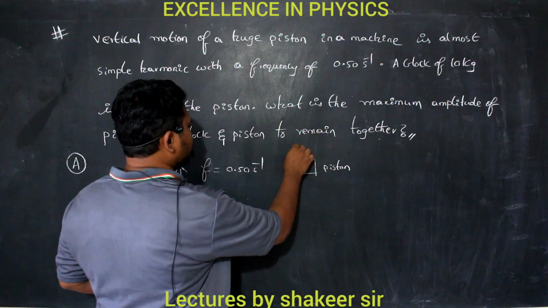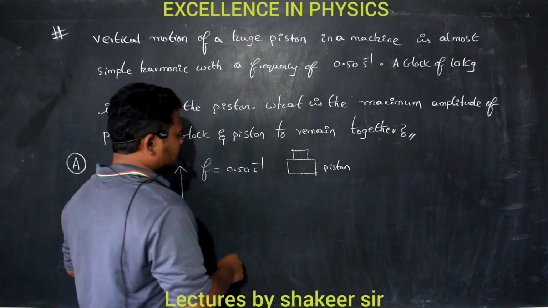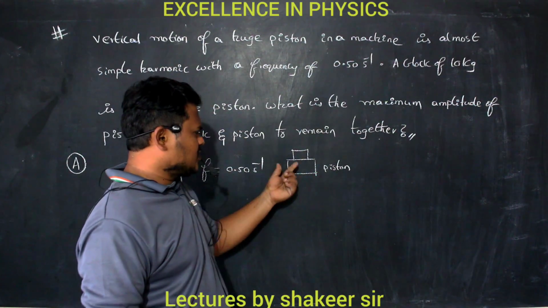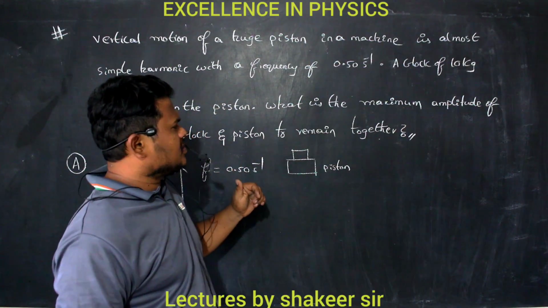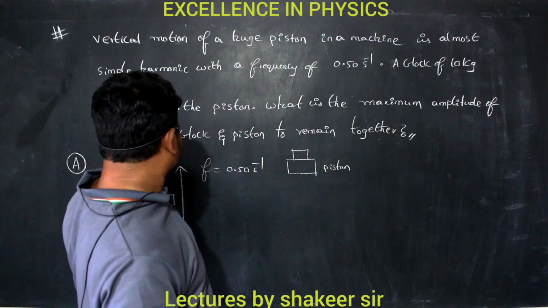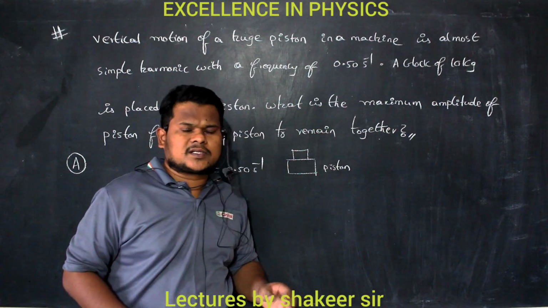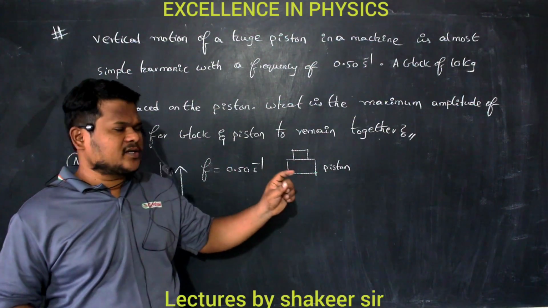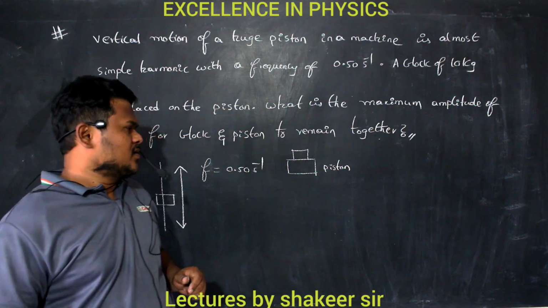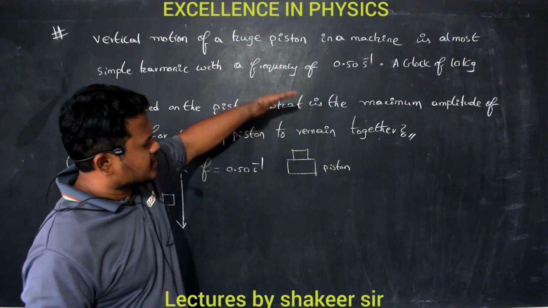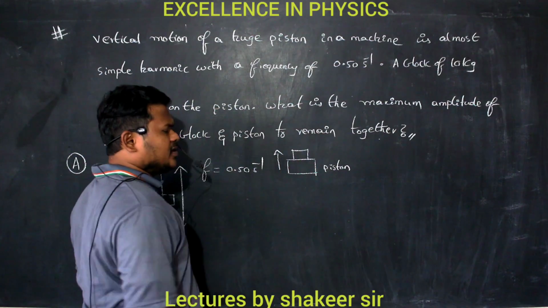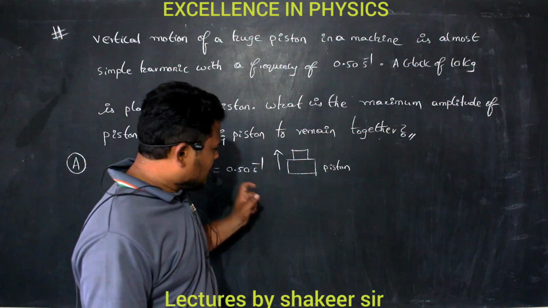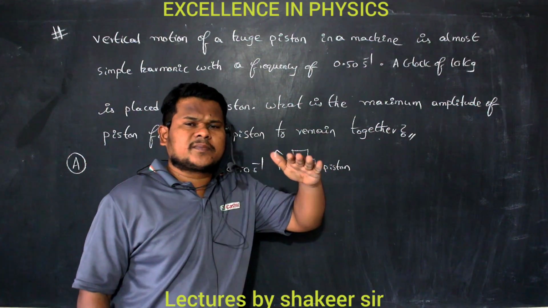So on this piston we have to place a mass such that, if the piston is moving, this block also should move along with this piston. Clear? And what is the question he is asking? The maximum amplitude of the piston such that the piston and this block remain together. Clear? So when the piston is moving upwards, the block also moves upwards along with it without any problem. The problem comes when the piston is coming downwards.